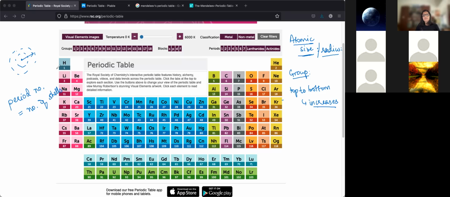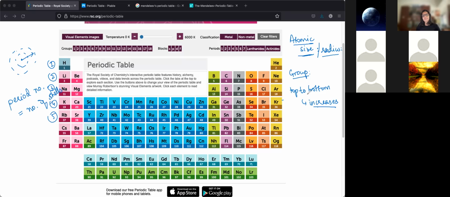The period number, like this is... Okay, no, 1 to 7. Yes. Okay. The horizontal row number is directly equal to the number of shells that the atom has.